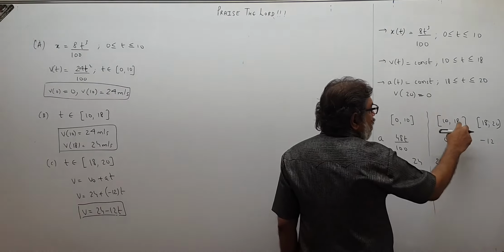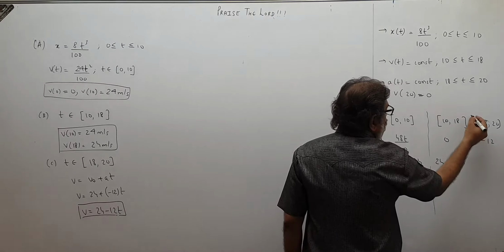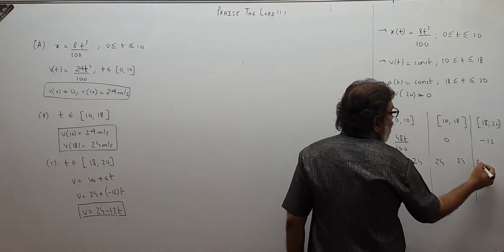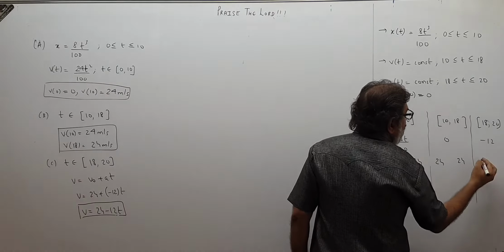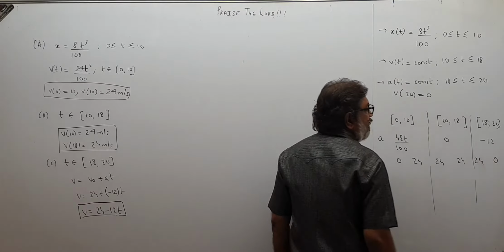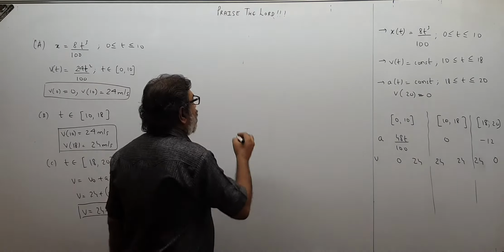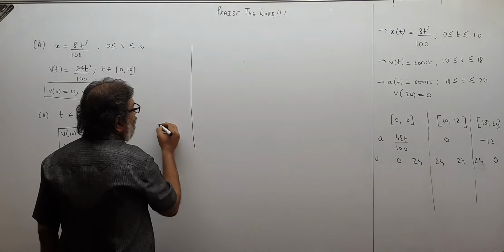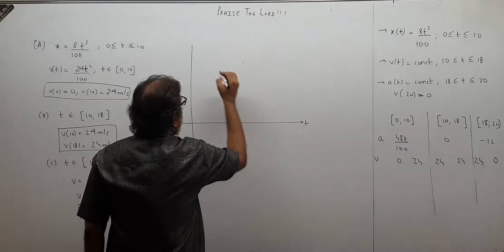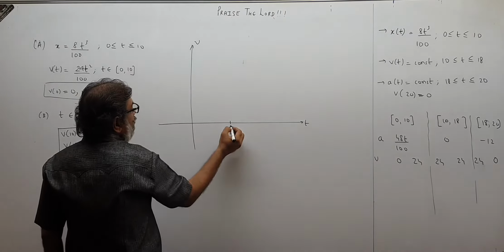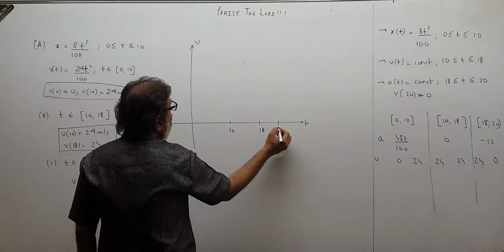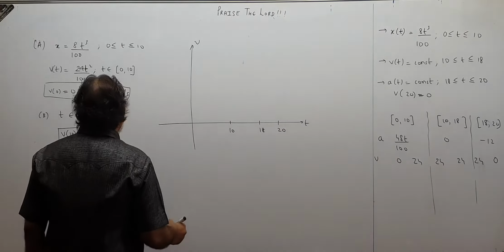So at 10 seconds it is 24, at 18 seconds it is also 24. So at 18 seconds it is again 24, and finally it becomes 0. We think like this. So what will be the graph of velocity versus time? Let us plot. Time and velocity. This is up to 10, this is up to 18, this is up to 20.